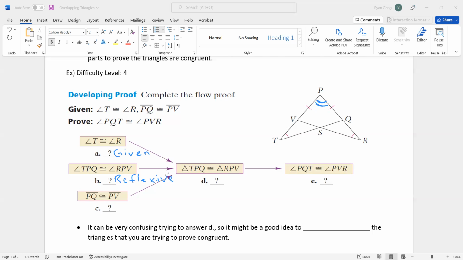PQ is congruent to PV. How do I know that? Well, it's given as well. Well, that's three parts, right? So now I should be able to say the two triangles are congruent. Can I? I can. Now this is the hard part. It's actually angle side. I'm going to tell you that. Okay. And then finish up the proof. How do I know that the angles are equal? Well, I could have actually said third angle theorem, but we'll say CPCTC here.